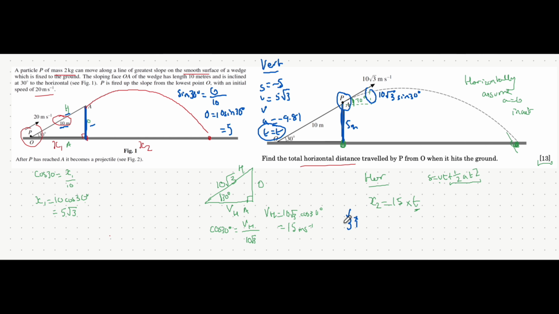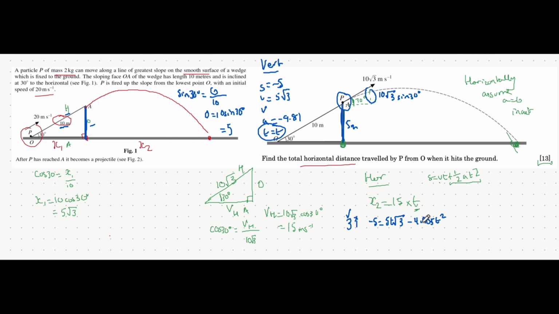Well, it's S equals UT plus half AT squared. So let's put into that equation. S, which is minus 5, is equal to U, which is 5 root 3, multiplied by T, plus a half of A. A half of minus 9.81 is minus 4.905. So let's change that to minus 4.905 T squared.